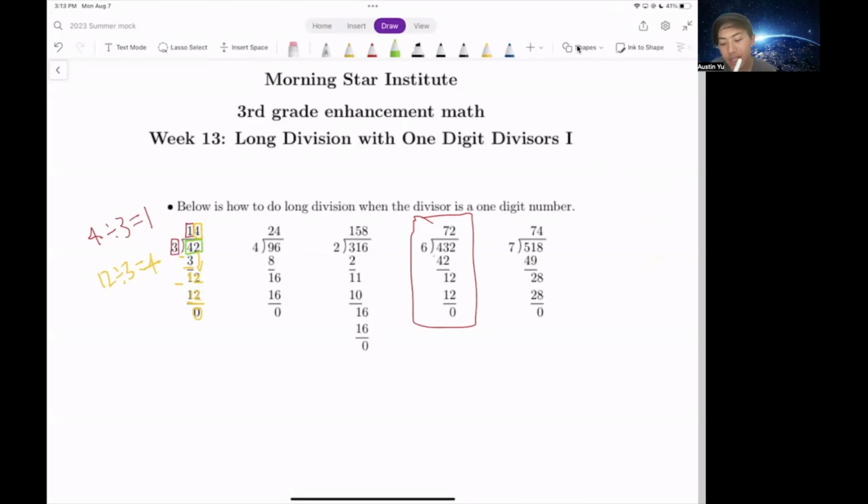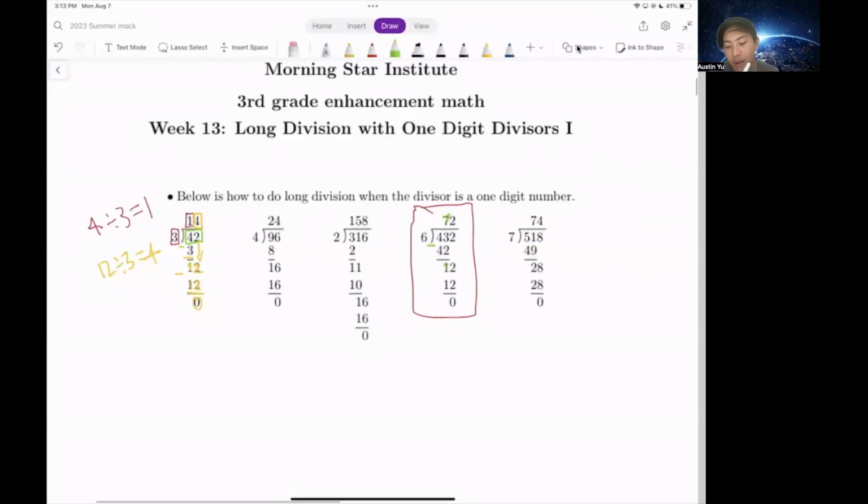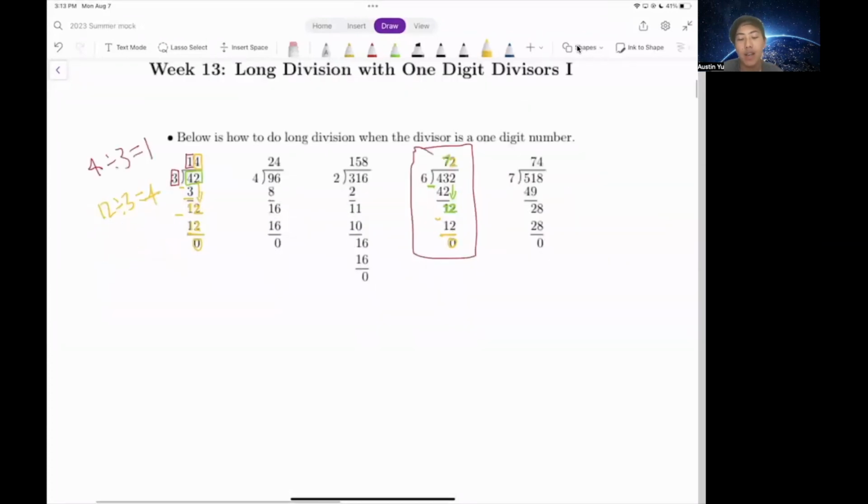So the closest we can get to 43 while still being able to divide by 6 is 42, which gives us 7. So the 7 gets written on the top, and 42 gets subtracted from 43. This gives us a remainder of 1, and the 2 gets dragged down to create 12. And then 12 divided by 6 equals 2, so the 2 gets written on the top, and then 12 minus 12 is 0 with no remainder. So that's how you do long division.